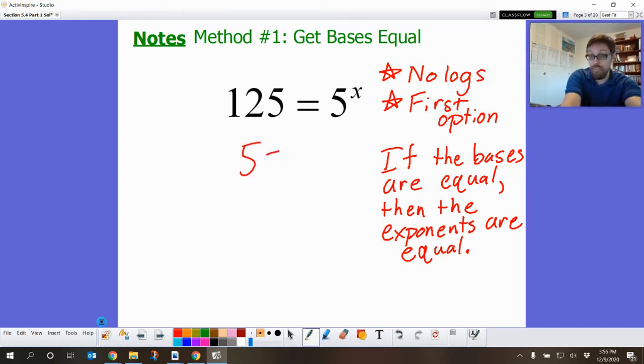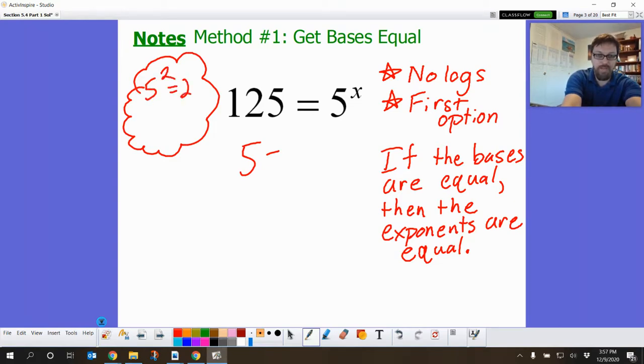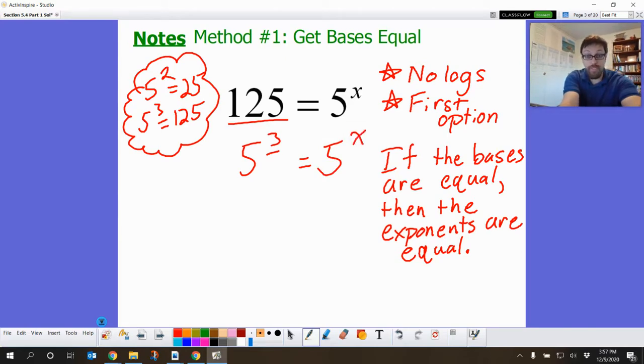So what we want to do is get that 125 to be a 5 to the something. So I'm thinking in my head of what could be happening. So 5 squared, that's 25. That's not big enough. But 5 to the third equals 125. So I can replace this 125 with a 5 to the third. And then on the other side, we just have a 5 to the x.